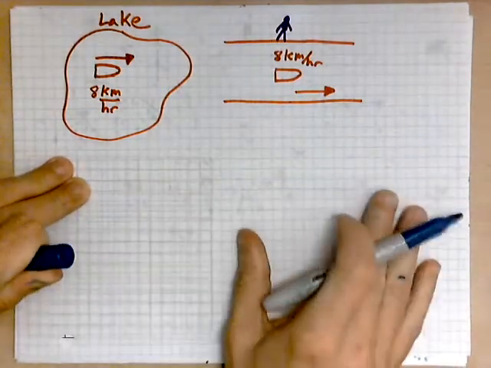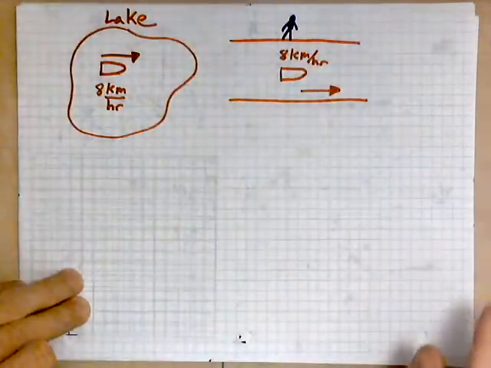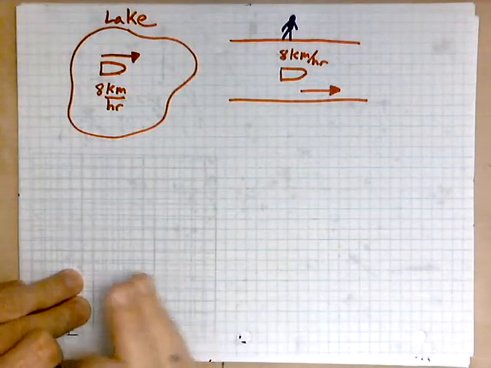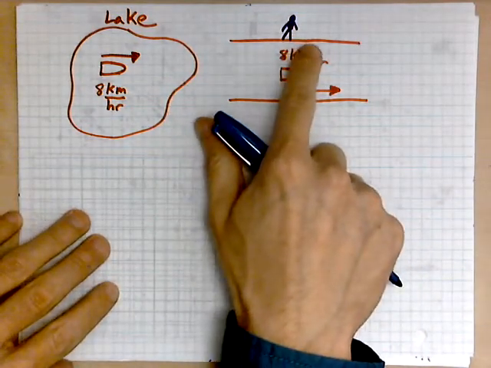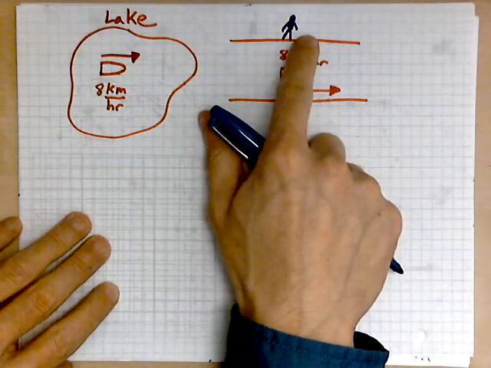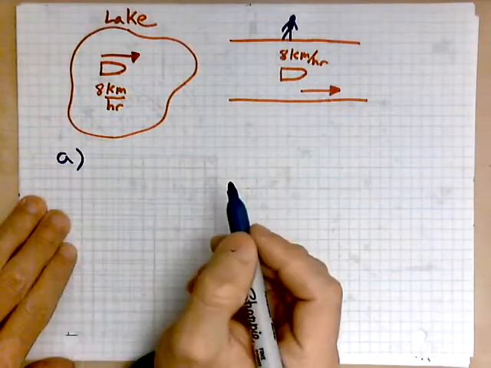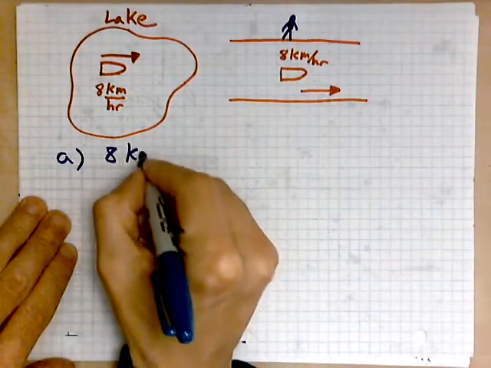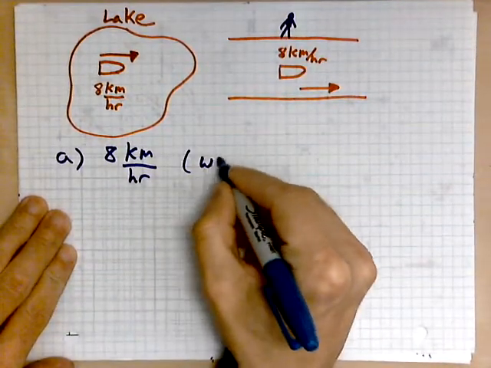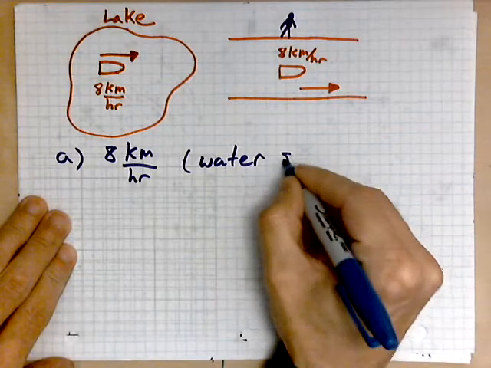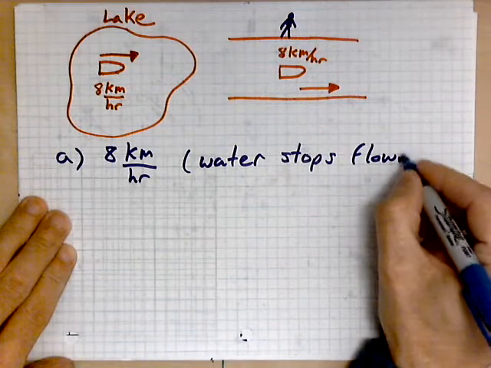So part A of the question might be, if the water could be stopped so that its velocity is 0, what would be the speed of the boat relative to an observer on the shore? What would the person standing on the shore measure as the speed of the boat? You would answer 8 kilometers per hour. This is as if the water stops flowing, so to speak, if you could achieve this.